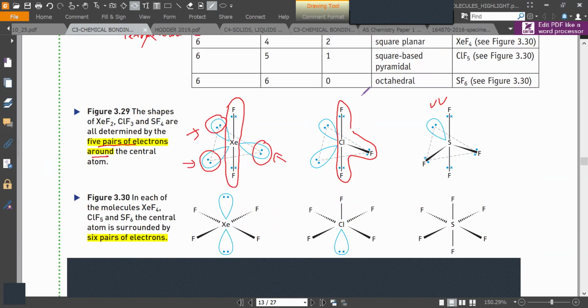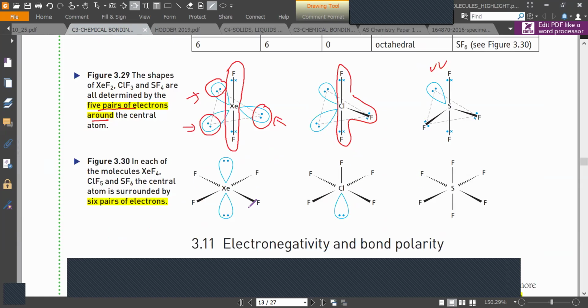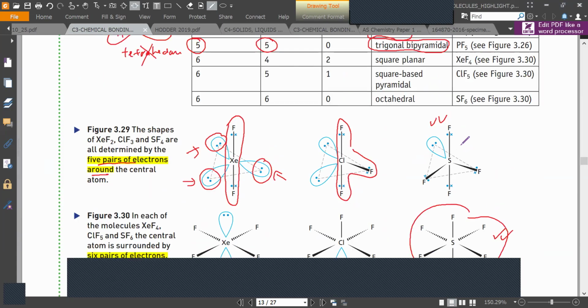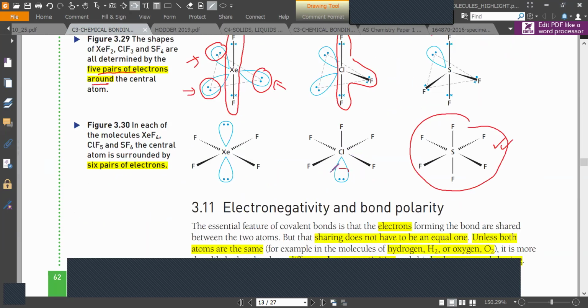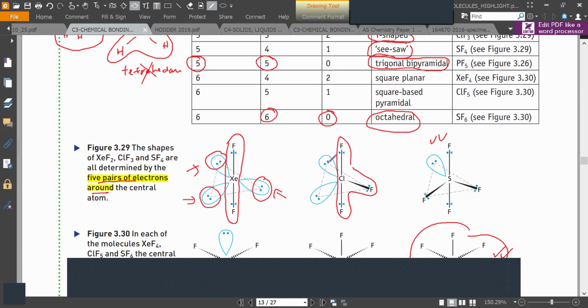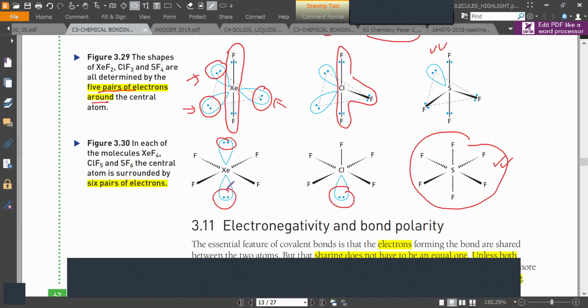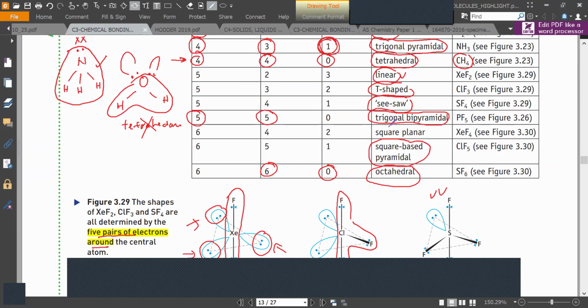And then 6 groups of electrons. When we have all 6 bonding groups, this is octahedral. 6 bonding pairs, 0 lone pairs is octahedral. 1 lone pair, what we call this is square based pyramid. 2 lone pairs, again the lone pairs will take up the bigger space, which is these 2 here. So we end up with this. This is our shape when we have 2 lone pairs, which is square planar. Square planar.